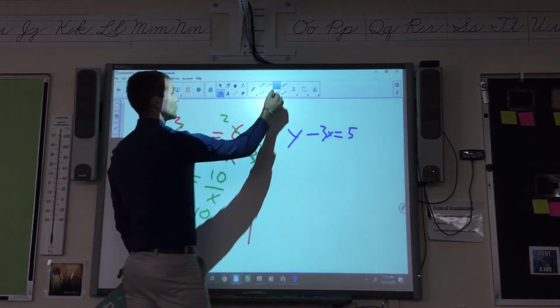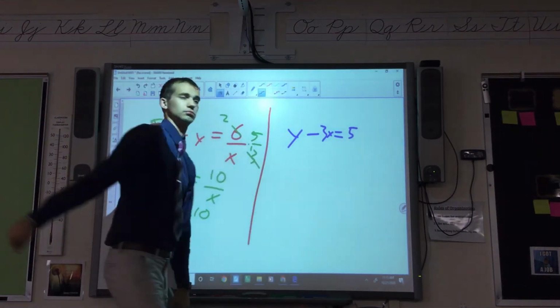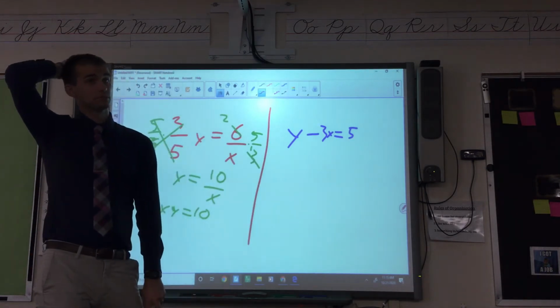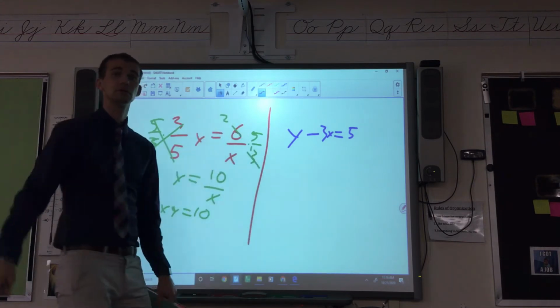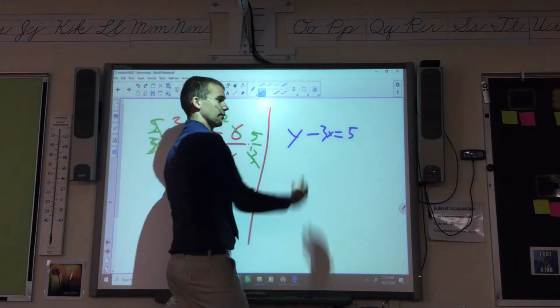What about here? What do we do? Remember, we either want to have x and y together or y by itself. Which is easier? Y by itself. So what do we do to get y by itself?